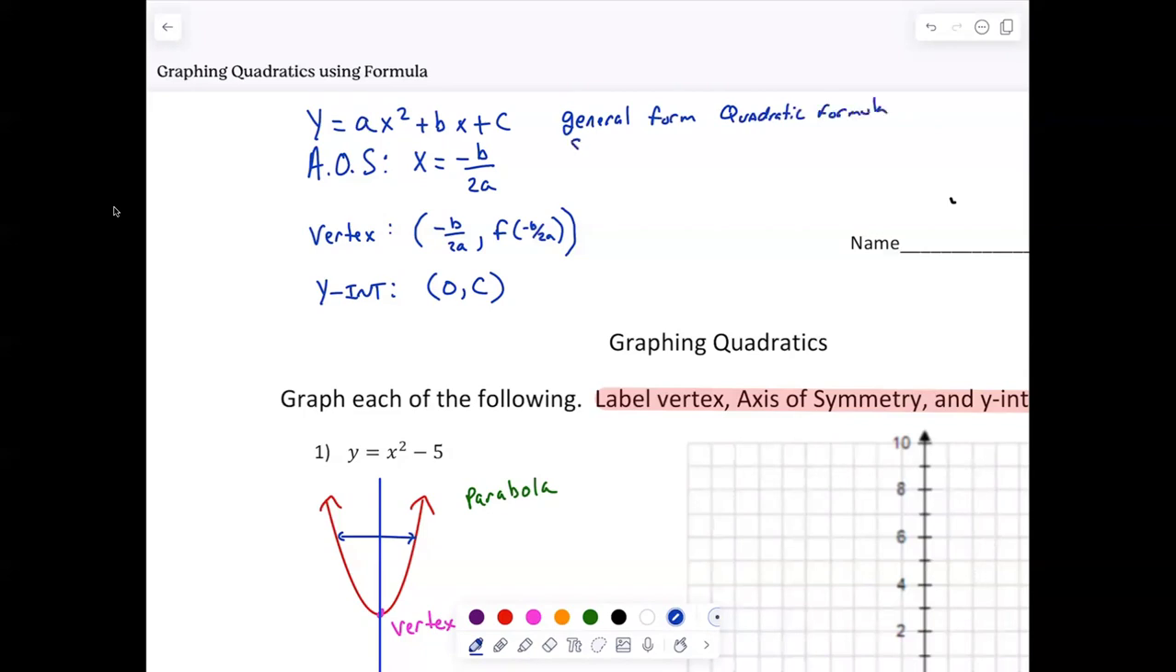It's also in some books called standard form. All right, general form or standard form. Tomorrow we will learn about the vertex form. All right, we'll learn about the vertex form. But today I just have to show you about the general form of the quadratic formula.